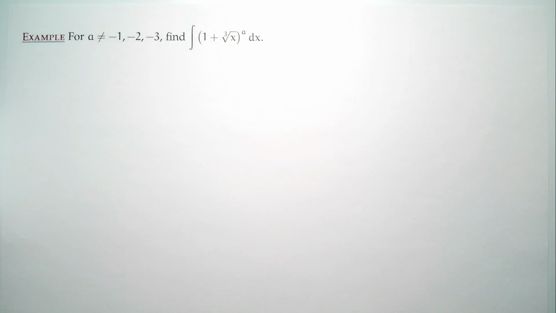Suppose a is not -1 or -2 or -3. Find the integral of 1 plus the cube root of x, raised to the power a. Now you might think, why did he tell us a is not -1 or -2 or -3? We'll find out why. I suspect by the time we understand, it's like, oh, that's why.